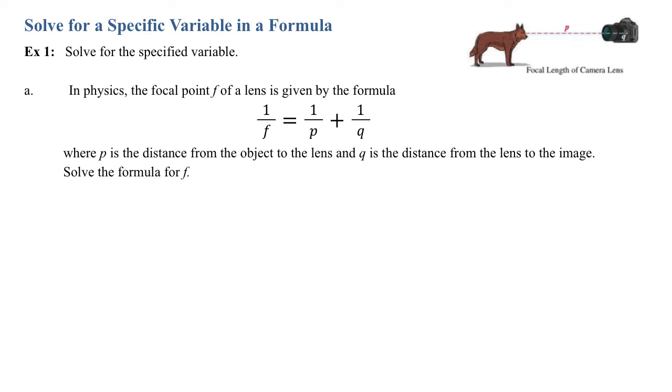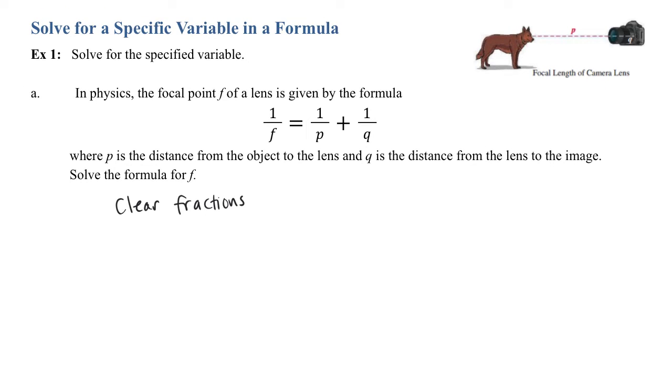The first thing that I'm going to do, because this is an equation involving fractions, is clear fractions. I'm going to multiply by the least common denominator, which would be the product of all of the denominators, or FPQ, and I'm going to multiply that times everything. So it's going to get multiplied by the left side of the equation, and then everything on the right side.